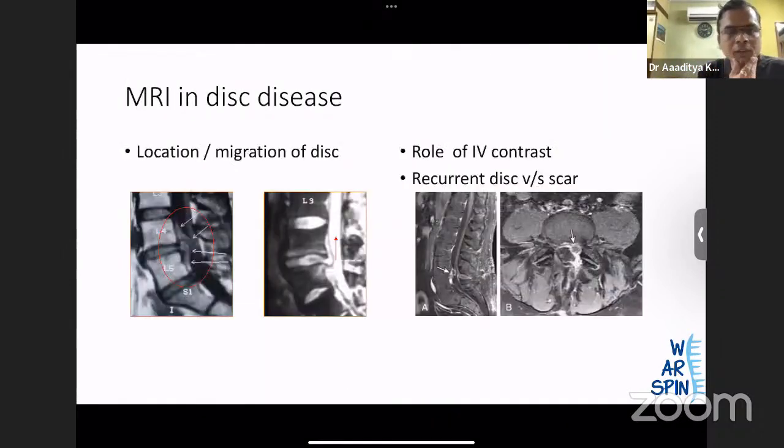MRI-wise, obviously the location, migration, exact location. So MRI gives us the exact site and helps in planning our surgery properly. IV contrast MRI is utmost important.